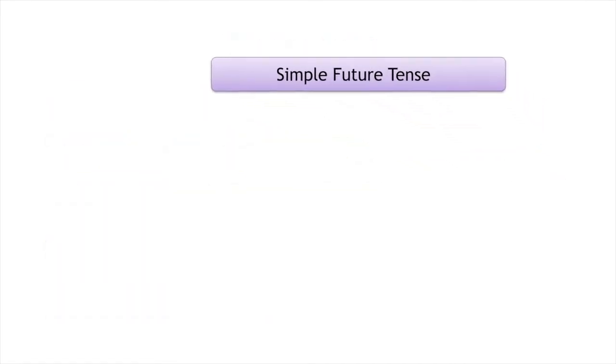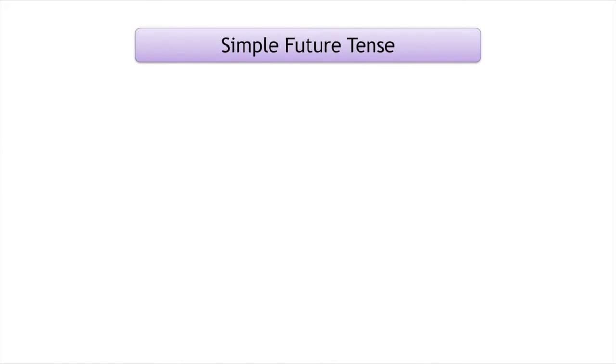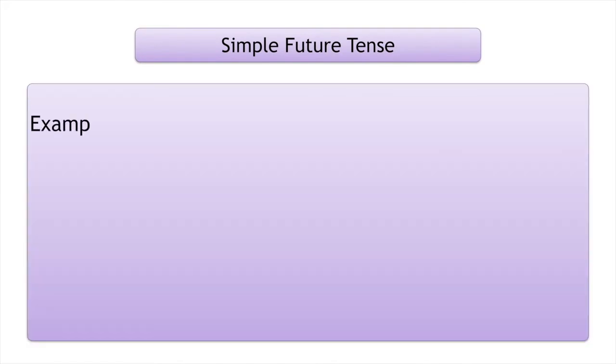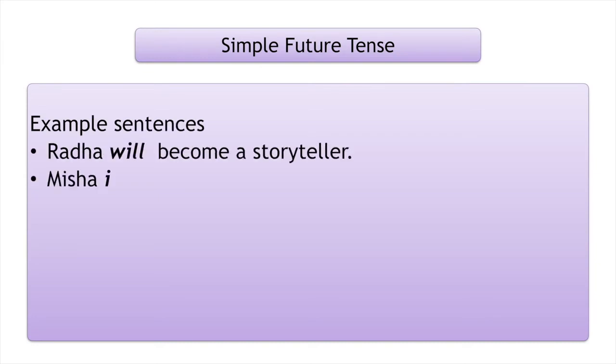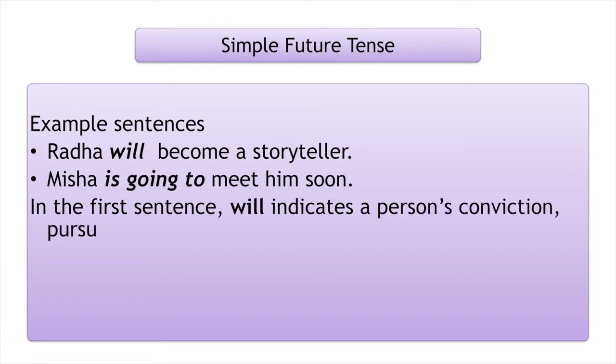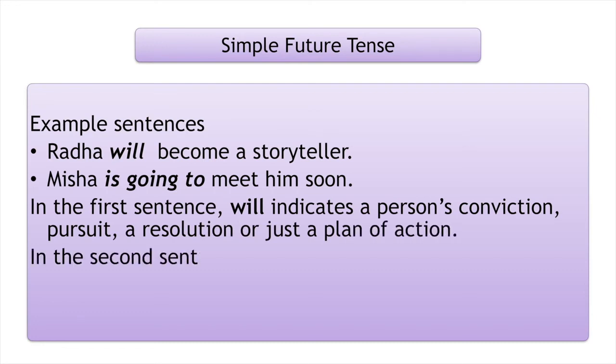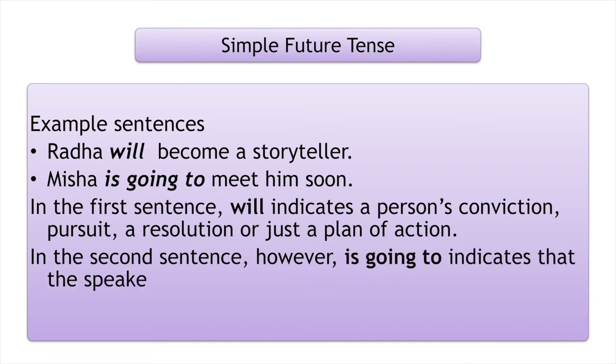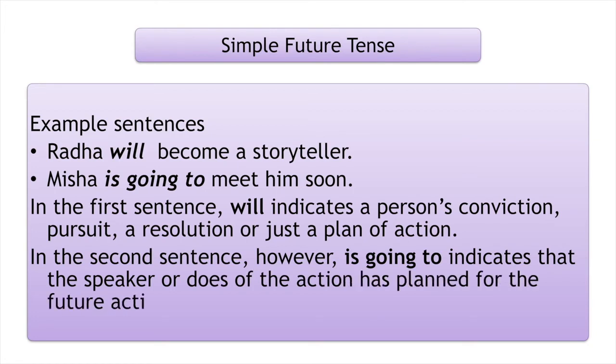Unlike the present and past tenses, the future tense is quite simple to understand. Let us read these examples. Radha will become a storyteller. Misha is going to meet him soon. In the first sentence, will indicates a person's conviction, pursuit, a resolution, or just a plan of action. Whereas in the second sentence, is going to indicates that the speaker or the doer of the action has properly planned for the future action.